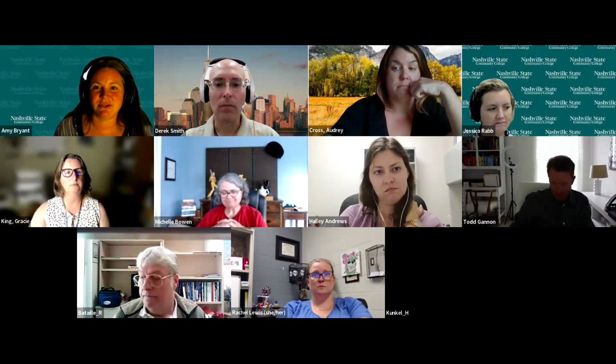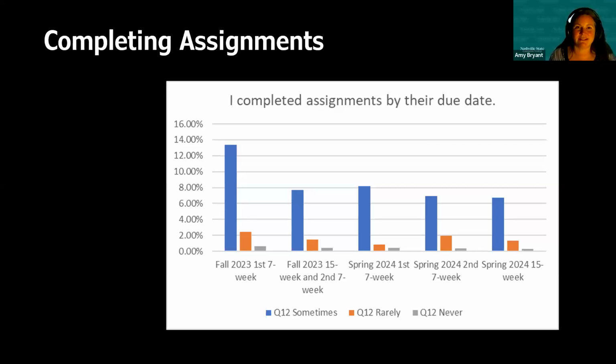You know that I teach communication, which is not the lovely land of math. But I also thought this was a really important thing for us to share. When we look at it by semester, these are the students who say, I completed assignments by their due date. The blue line is sometimes, orange line is rarely, gray line is never.